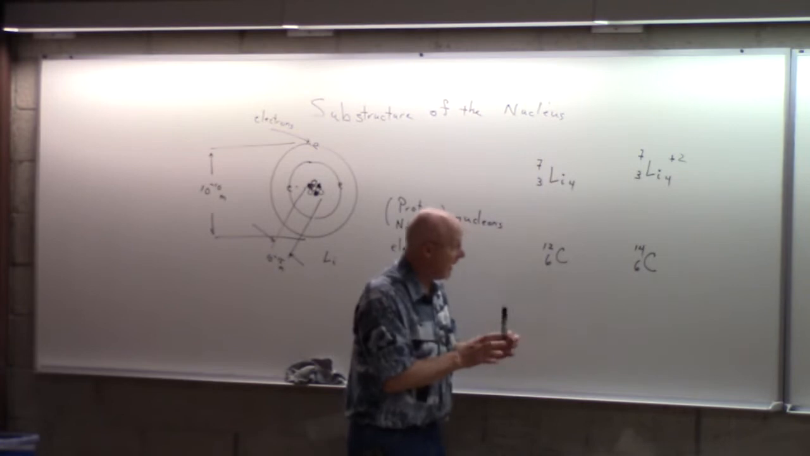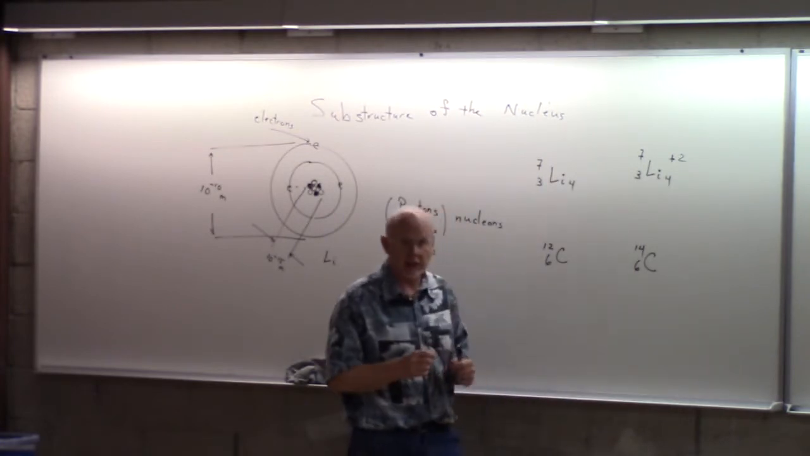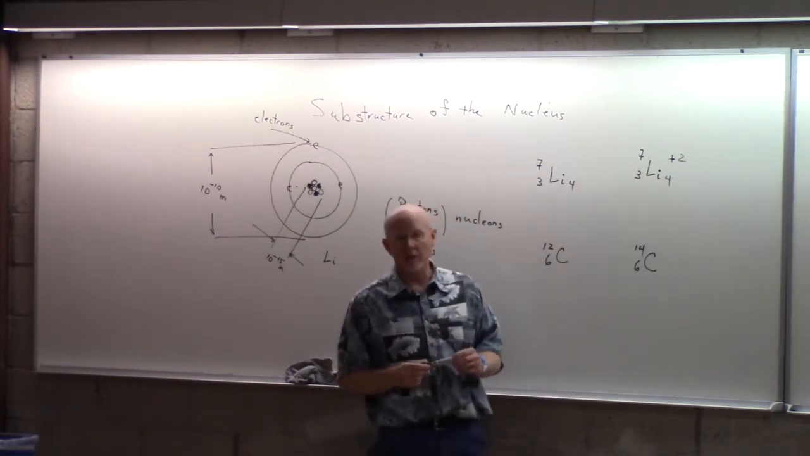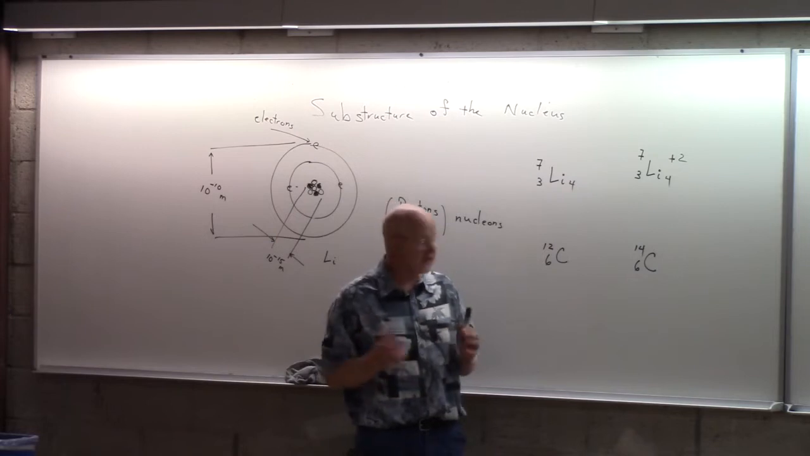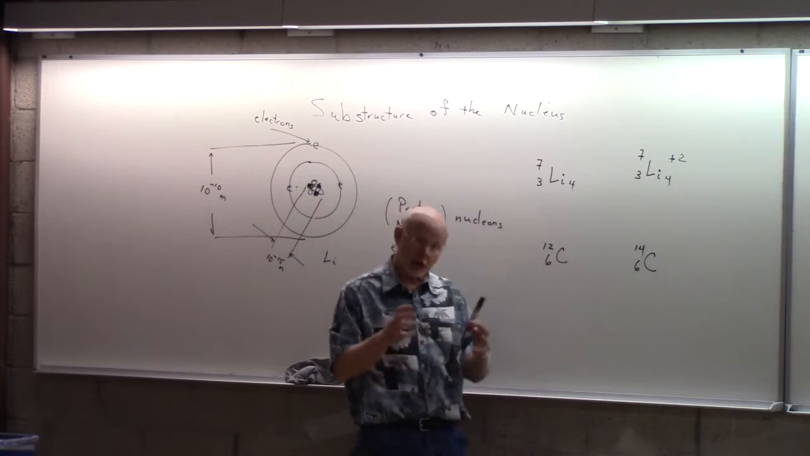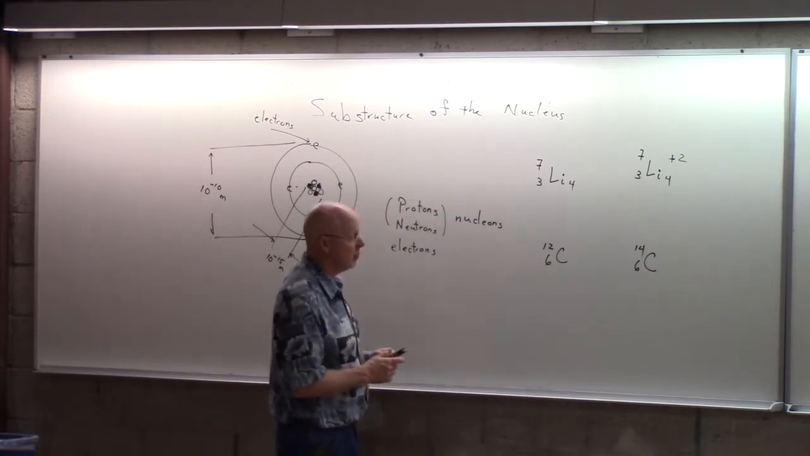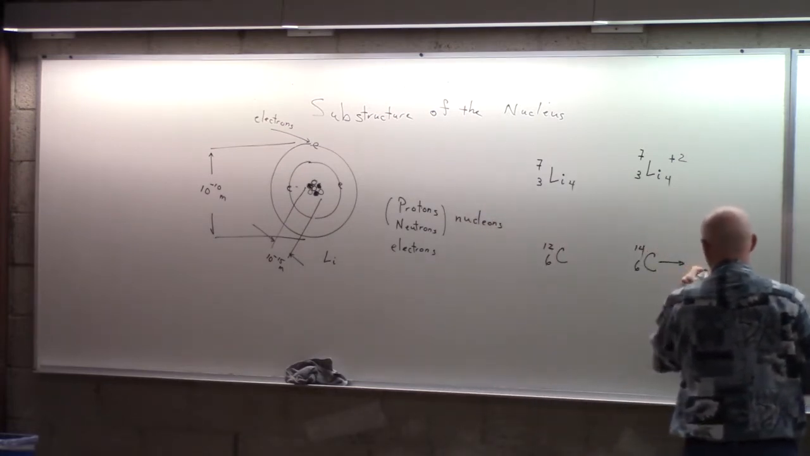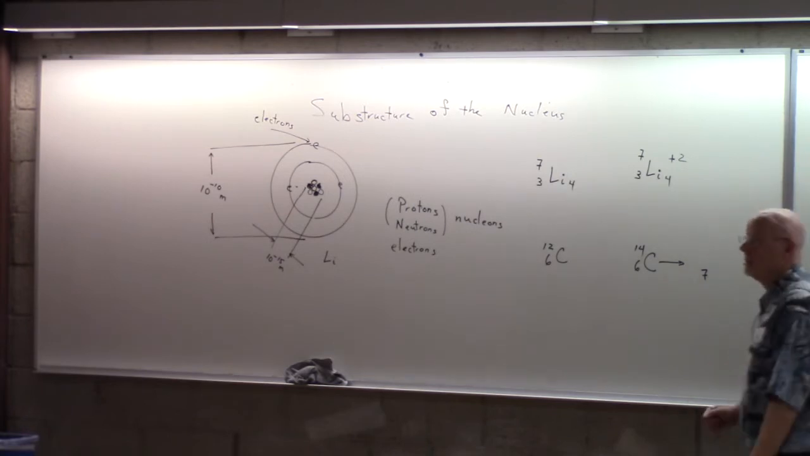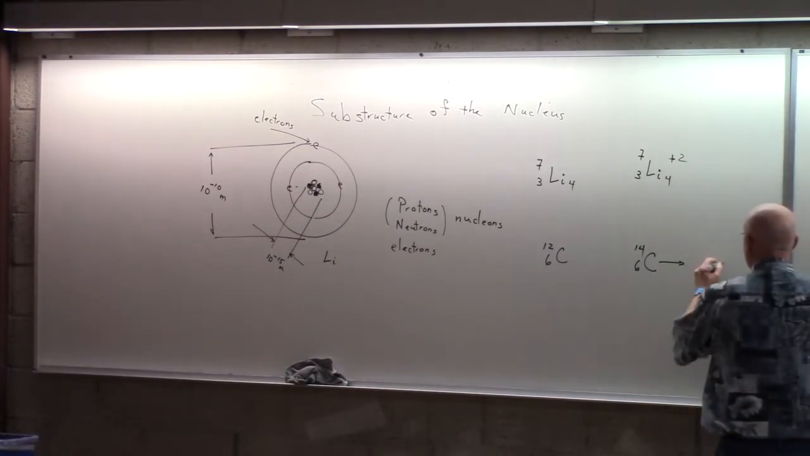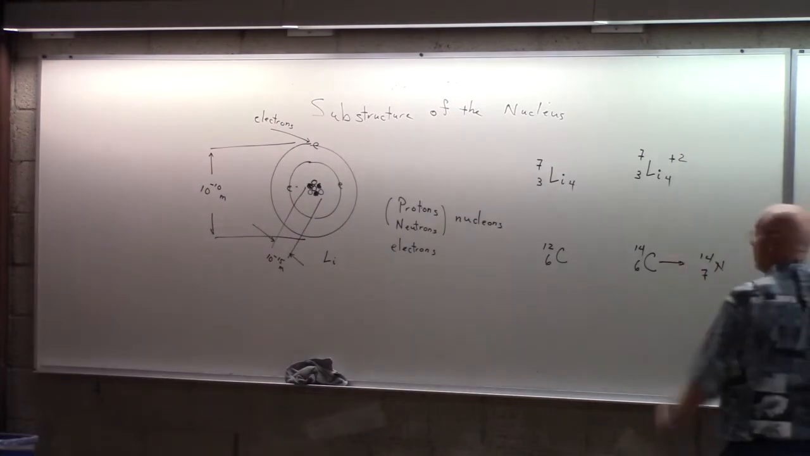And so if you get an imbalance, like in this case, we have an imbalance, it likes to change that. And it likes to then get rid of one of its neutrons. And in this case, as we'll see, it gets rid of a neutron and actually converts a neutron into a proton. And so what ends up happening is we get 7 protons, where's 7? Nitrogen. And then we're still at 14.